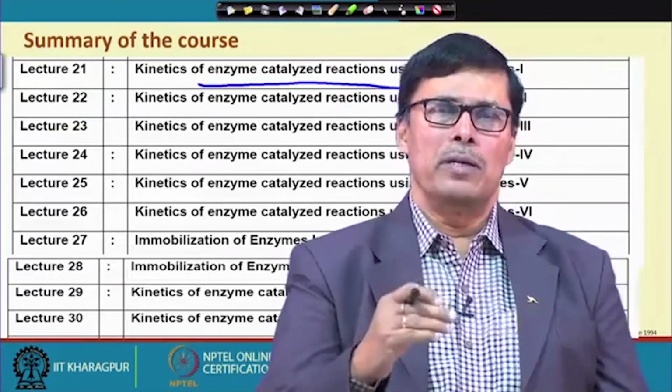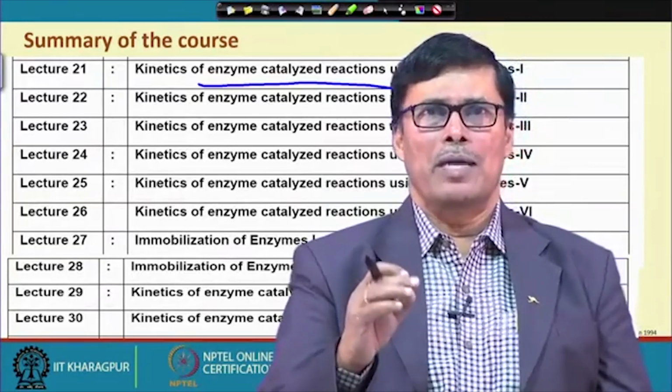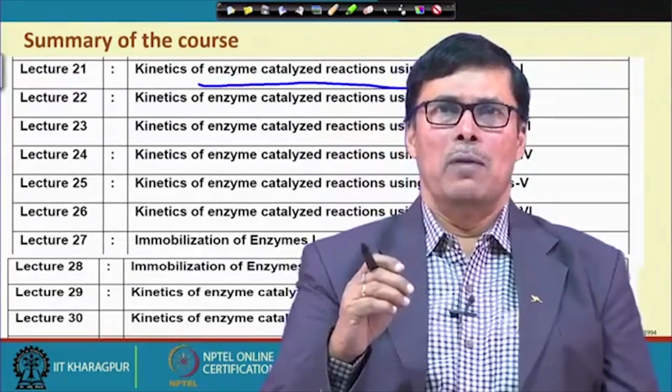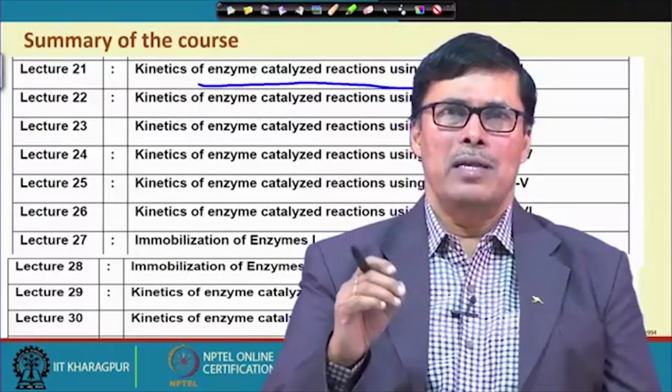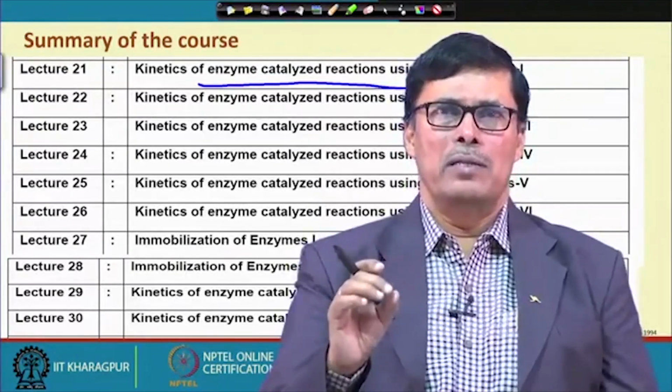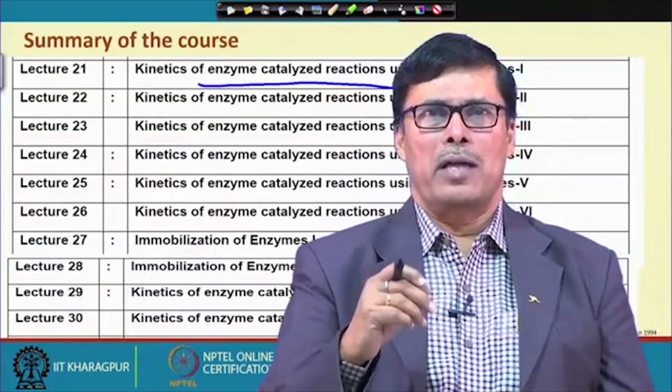Because on the basis of inhibition, it is possible to estimate different types of chemicals present in a reaction mixture, particularly complex chemicals. I gave the example of pesticide, which is a very complex chemical that can be estimated with the help of enzymatic reaction kinetics.